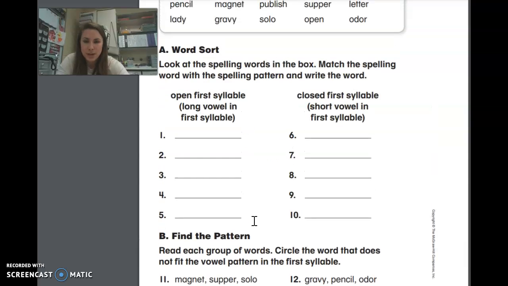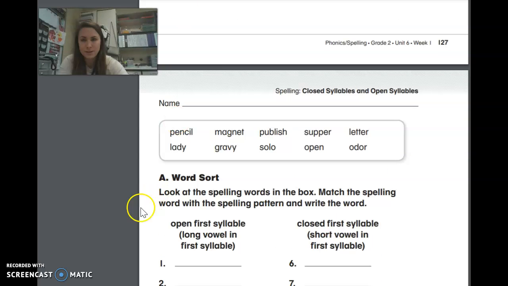When you are done, make sure that you have put the correct words in the correct columns. Make sure your open syllables have a long vowel and the closed syllables have a short vowel. When you're done, make sure you put your name on it and turn it in.